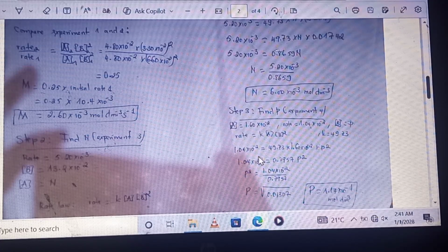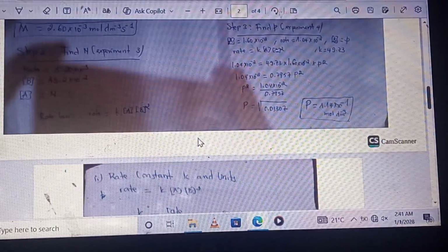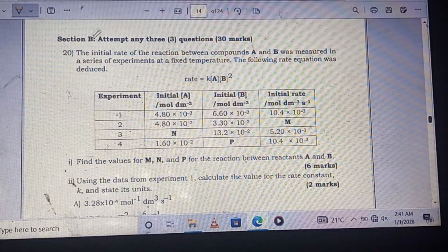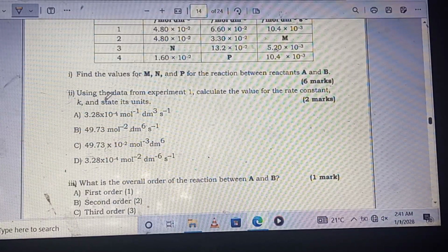we put its values in these formulas and remain with this P squared. And then calculate this P squared. You see that P is equal to 1.14 times 10 power negative 1 molar per decimeter cube. And also, you see that on II, use the data from experiment 1 and calculate the value for rate constant K and state its unit.